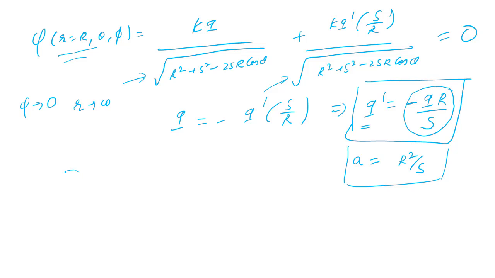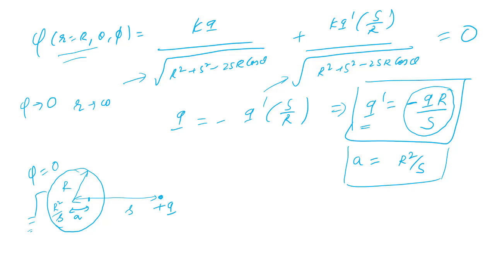In other words, the way we solve the problem of this sphere with positive charge plus Q here, and we grounded this, so phi is equal to 0 here, is this: if the charge is at a distance S, and if the radius is R, then I am picking a distance A, which is R squared by S, right? And I'm placing a negative image charge, that is negative QR by S, and this situation will solve the problem.